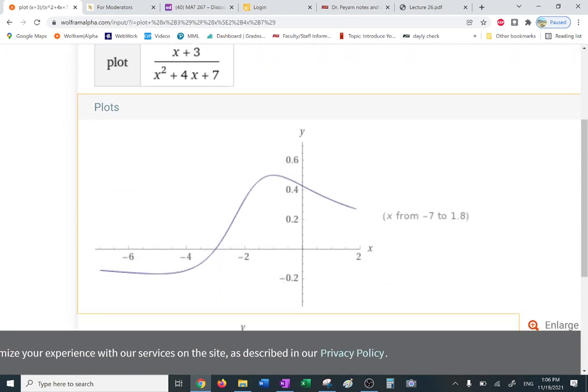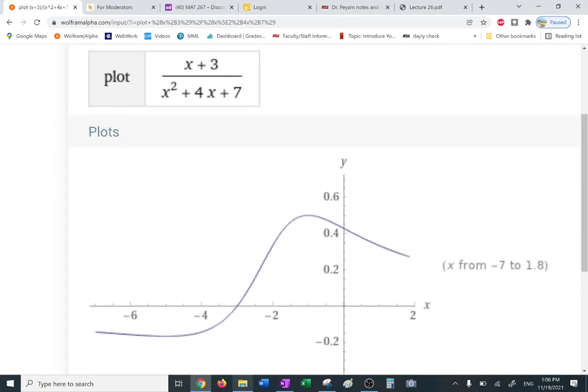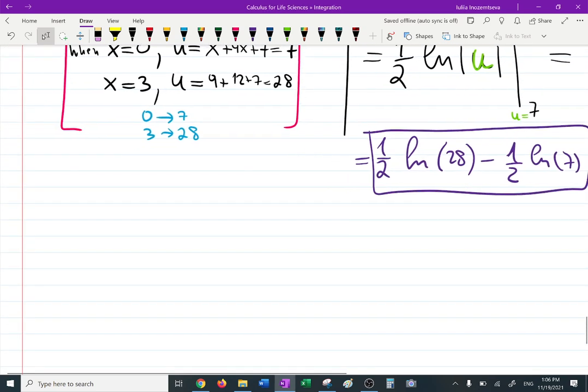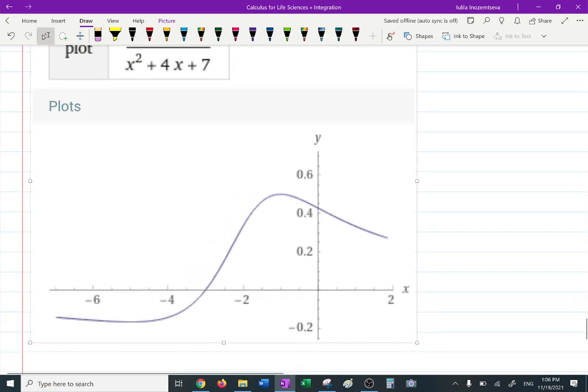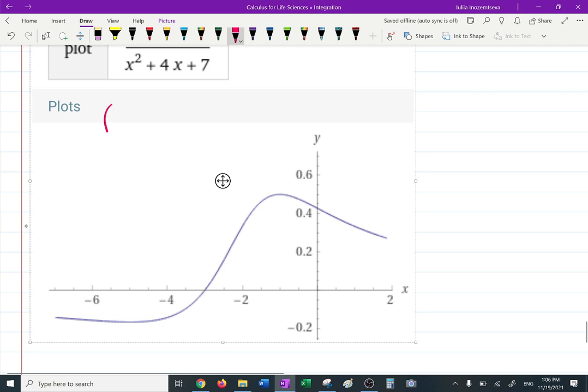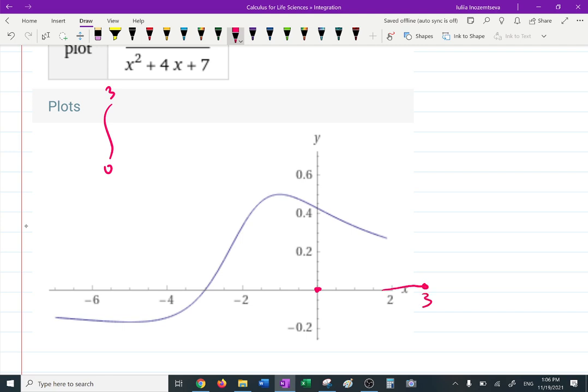So I'm plotting this. Here is the function. We were asked to find the area below this curve. Remember that the integral from 0 to 3 represents the area. Here's 0. 3 did not fit. It's over here. We were supposed to find this area. And this is what I'm telling you. We don't know this area. It's hard to find it. How would you find it?